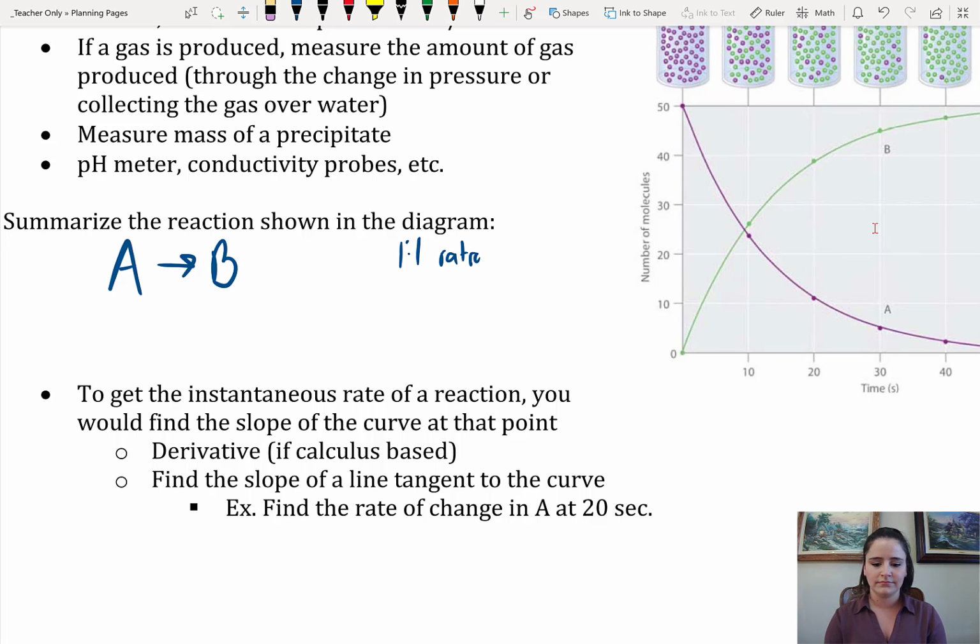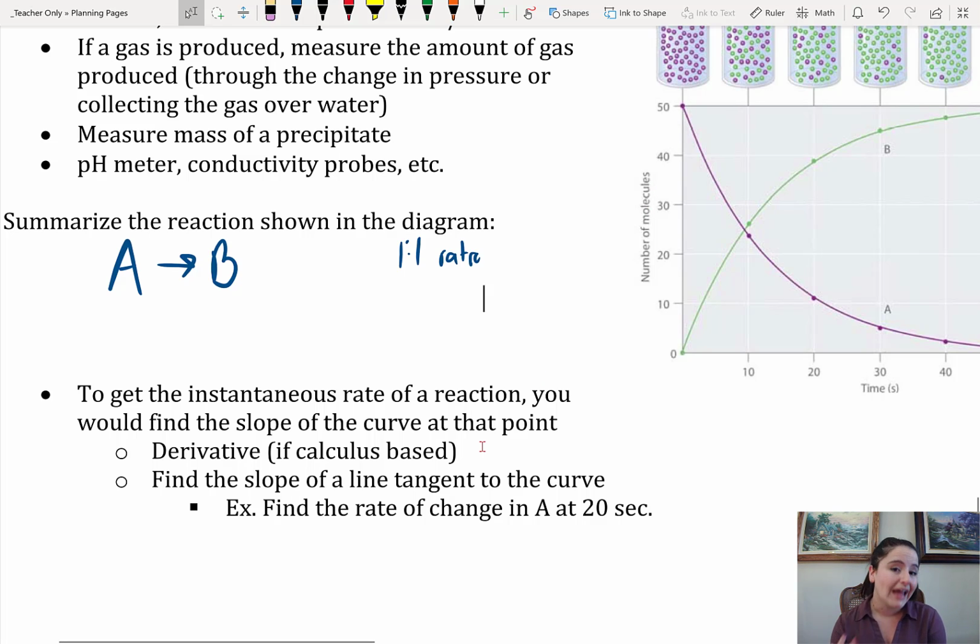We could look at the initial rate if we wanted. We know that in the first 10 seconds, about 50% of it decomposed. So 50 over 10 gives us an initial rate during the first 10 seconds of about 5 molecules per second, if we're looking at it in molecules.